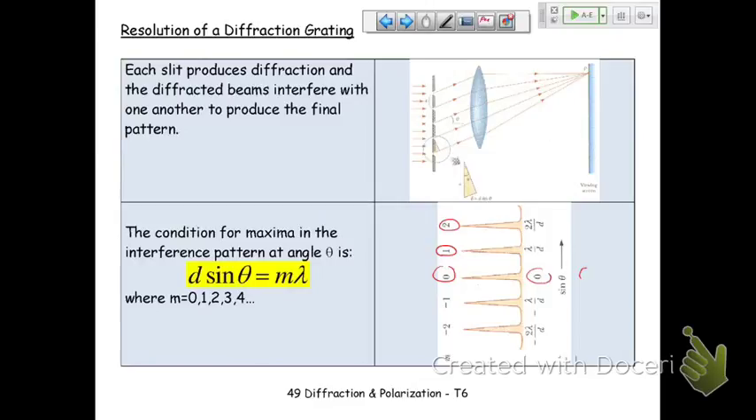So we say each slit produces diffraction, and the diffracted beams interfere with each other to produce a final pattern. The condition for maxima in the interference pattern is, we've been here before, d sin theta equals m lambda. Agreed? We've had that before. It's the same old, same old.